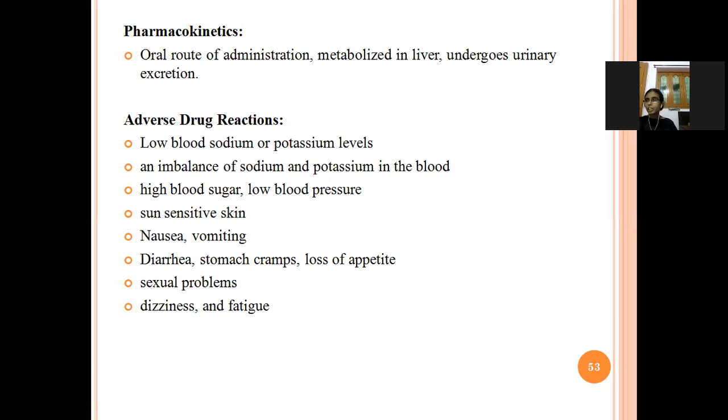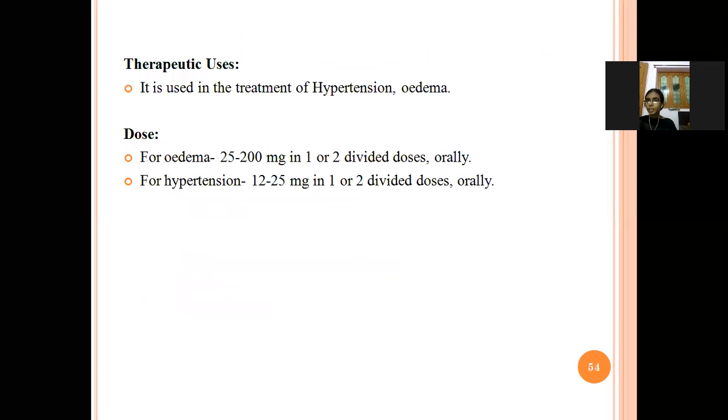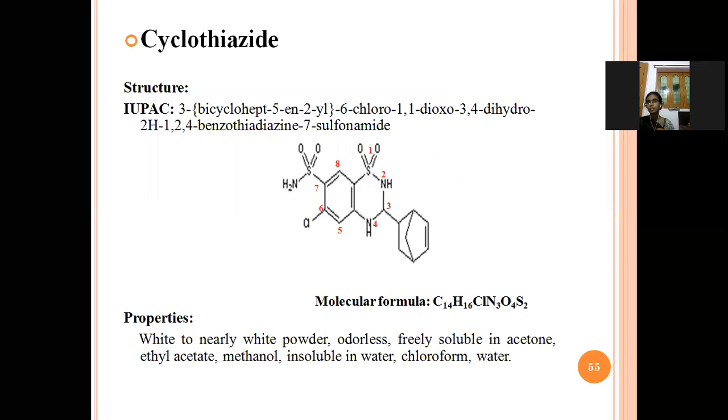and fatigue. So next uses, it is used in the treatment of hypertension and edema. Dose for edema, we should take 25 to 100 mg. It may be in a single dose or two divided doses. For hypertension, 12 to 25 mg we should take in one dose or two divided doses by the oral route of administration. Next, cyclothiazide.